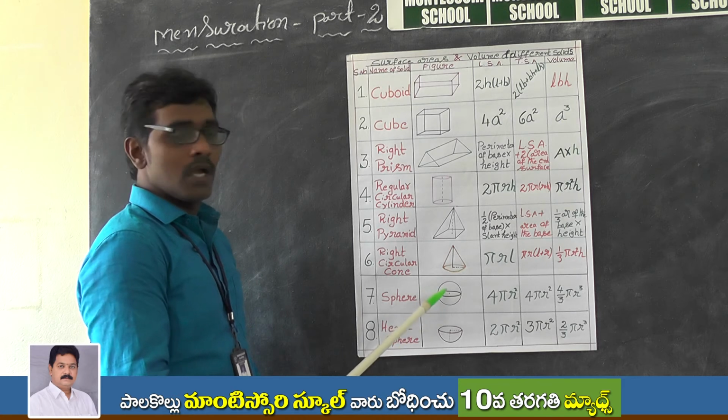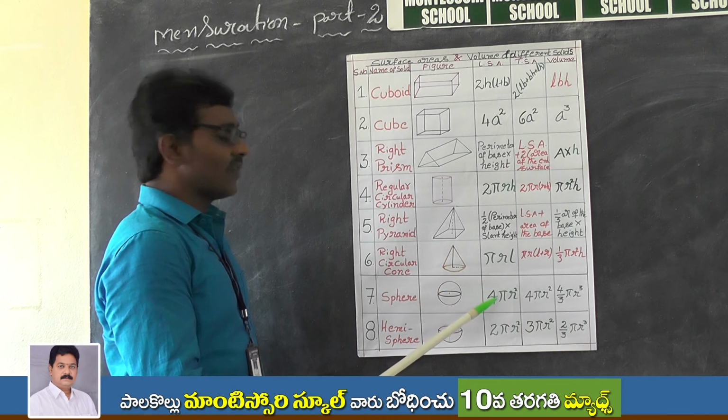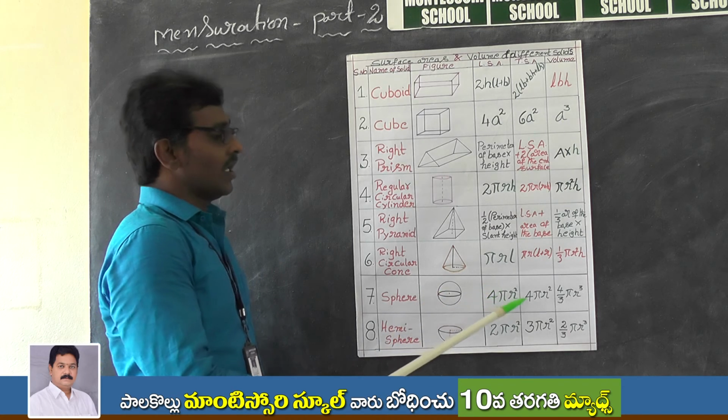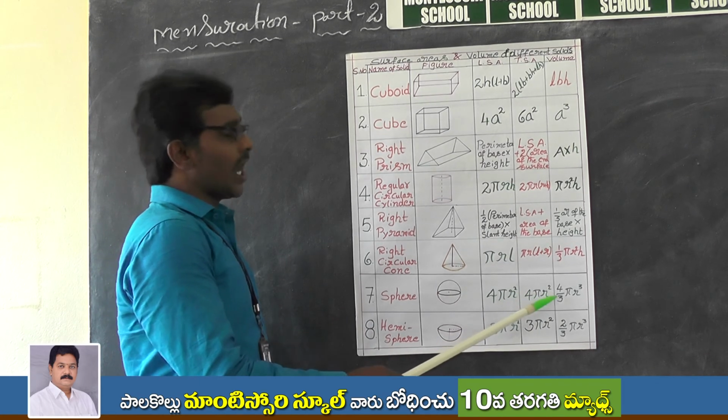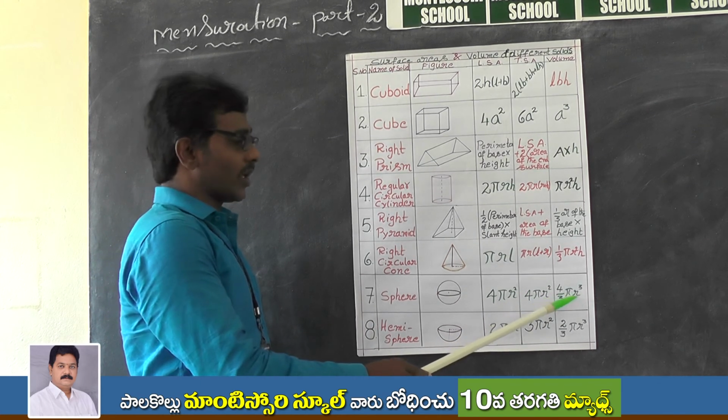The lateral surface area of the sphere formula is 4 pi R square, and the total surface area of the sphere formula is 4 pi R square. Volume of the sphere formula is 4/3 pi R cube.